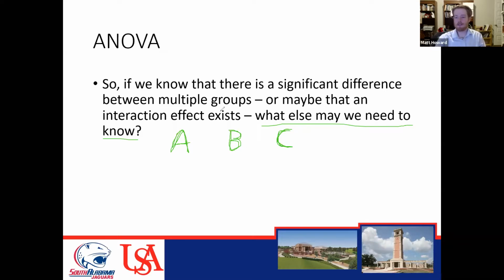So in addition to, is there just an overall difference among these groups, which an ANOVA would tell us, there's some type of overall difference, what else might we want to know about those groups in regards to their mean differences?